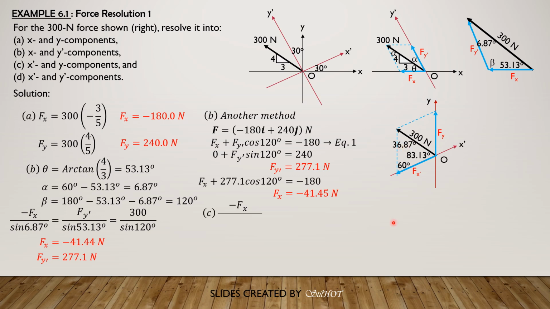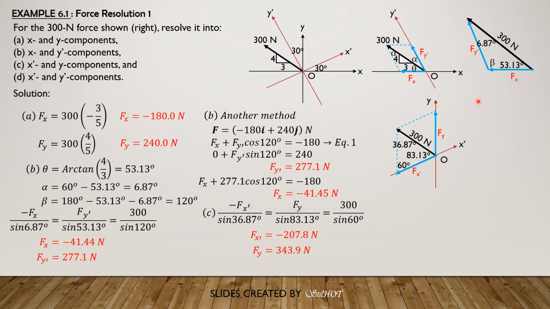By the law of sines again, so Fx prime is expected negative, so negative Fx prime over sine of 36.87 equals Fy over sine 83.13 equals 300 over sine 60. Solving for Fx prime, it is negative 207.8. Fy is 343.9 newtons.